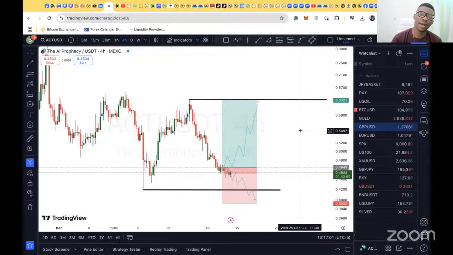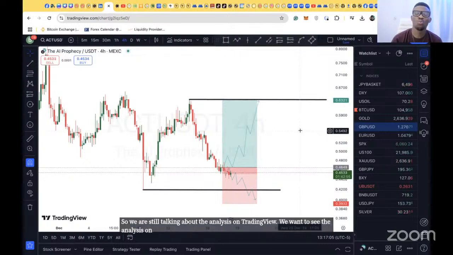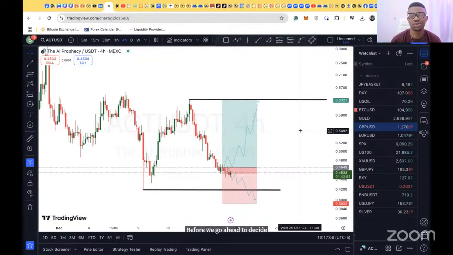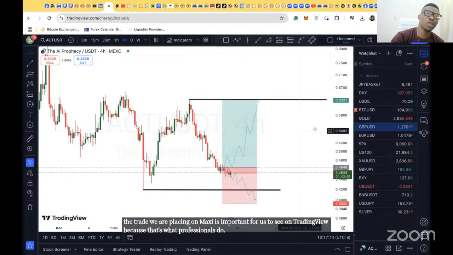So we are still talking about the analysis on TradingView. We want to see the analysis on TradingView before we go ahead to decide the trade we are placing on Mexc. It's important for us to see on TradingView because that's what professionals do. So I'm going to check now.